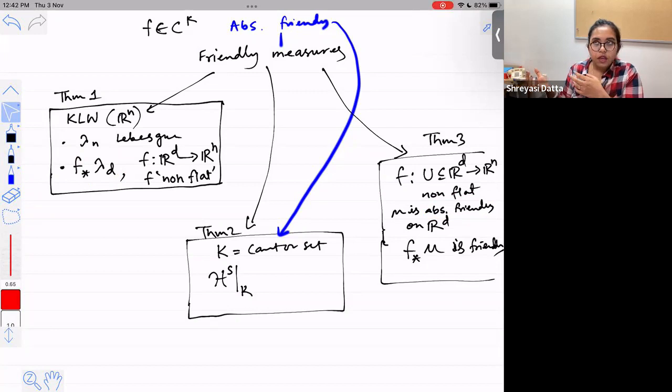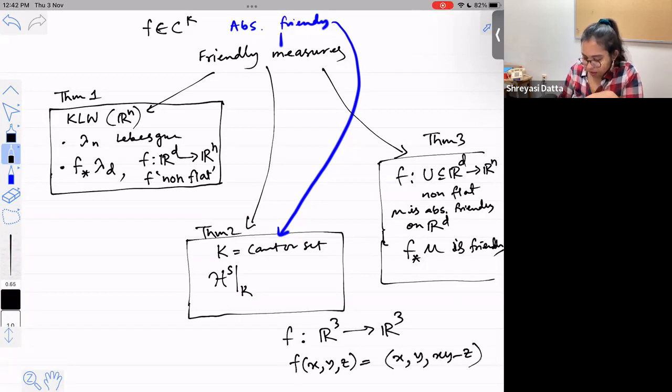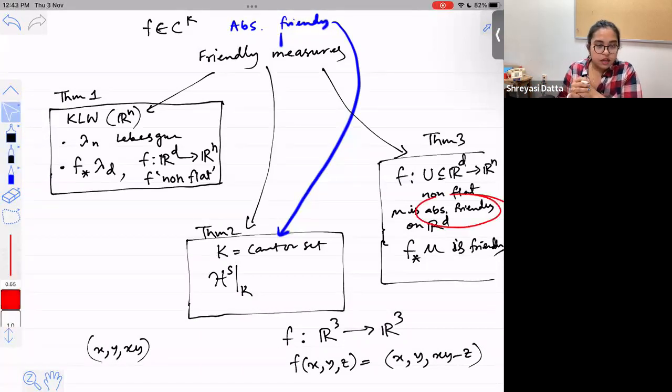That is not true. You can take, for instance, R^d to R^d. So let's say R^3 to R^3. You can take the map (x, y, z) going to (x, y, -z). And so this is a non-flat map from R^3 to R^3, but if you look at the volume measure on xy, then it goes to a plane in R^3. So clearly the volume measures are not absolutely friendly. Volume measures on smooth manifolds are not absolutely friendly. So you cannot make it better in terms of friendliness.